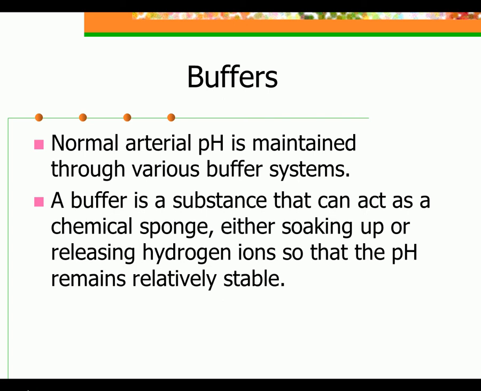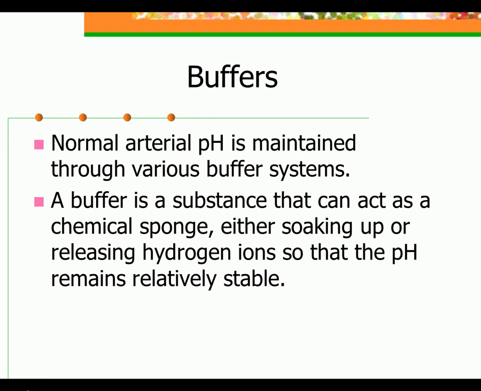Now, our body has a first line of defense called buffers that try to help us when our pH gets off just a little. And normal arterial pH is maintained through various buffer systems that work within minutes. And a buffer is simply a substance that acts like a chemical sponge. In other words, it can either soak up or release hydrogen ions so that the pH remains stable. Some buffers are present in all body fluids and act immediately within seconds, but react only when there's too much acid or base present.